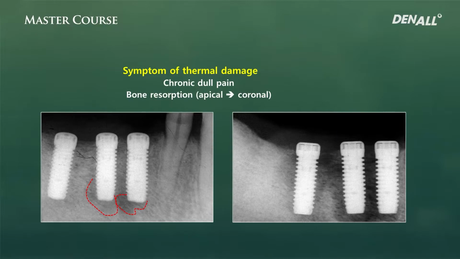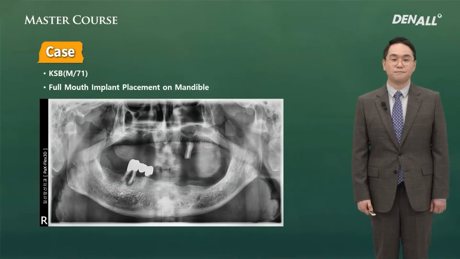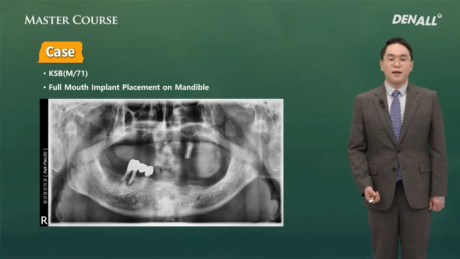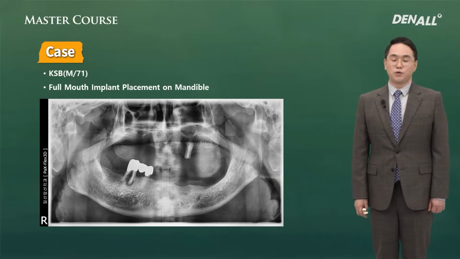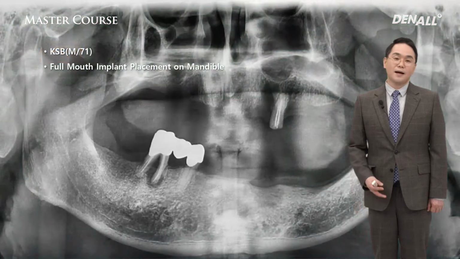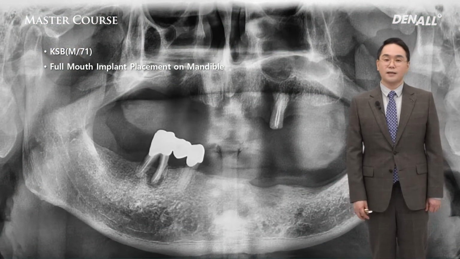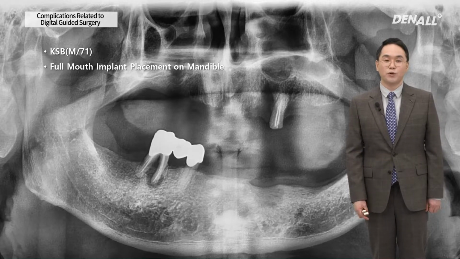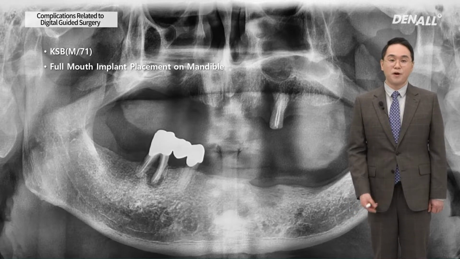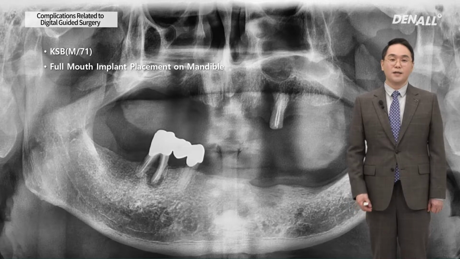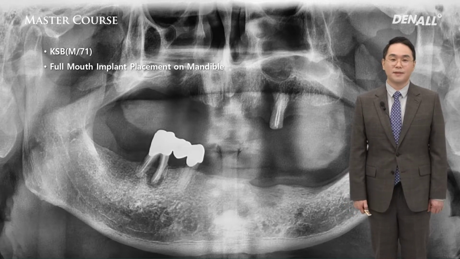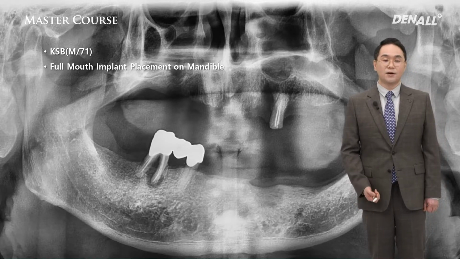Let me show you my case. This is a 71-year-old male patient in lower. Fixed prosthesis was the chief complaint. In the upper, a denture was used and it wasn't really uncomfortable. In the lower, attempts were made to use RPD. However, the patient continued to express discomfort and wanted fixed prosthesis.